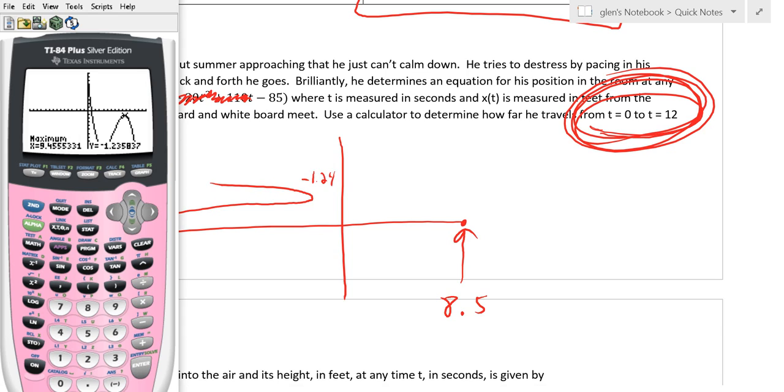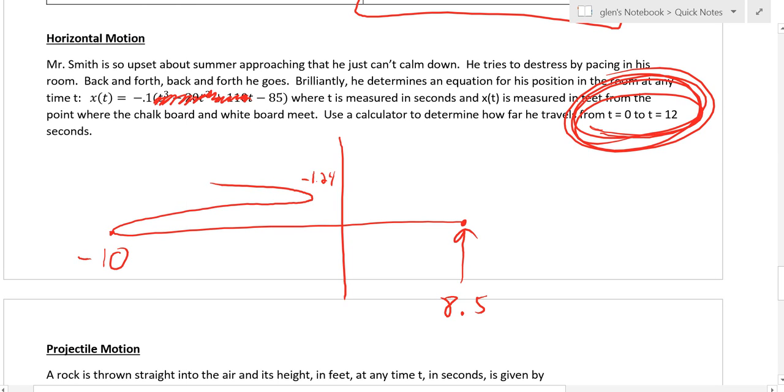You guys know how to find at 12? Isn't it a min or a max? I just need to know what point is at 12. You hit second, yeah. Trace, go to value, and type in 12. And I'm at negative 8.3, which we'll say is like right there.